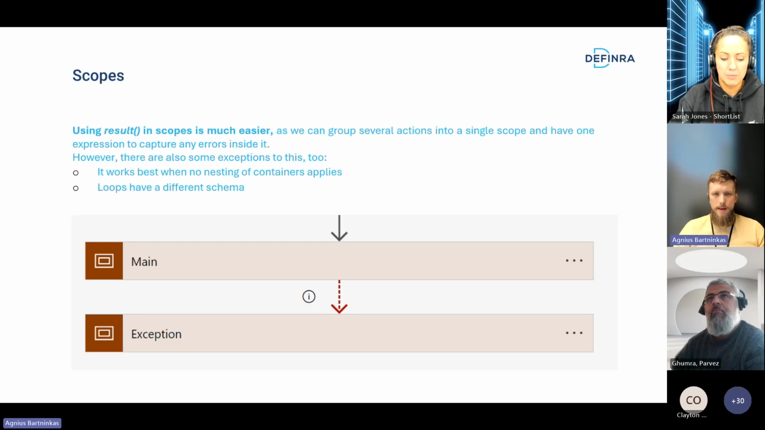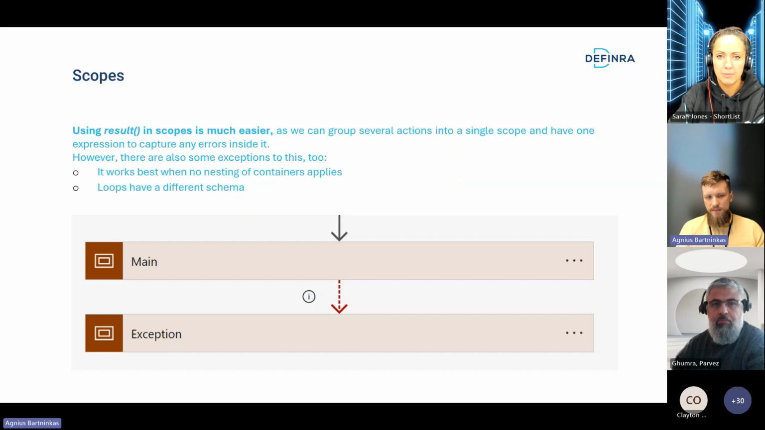Right. Now, as mentioned, using scopes is obviously the recommended approach. This should be obvious by now, but there are also a couple of things to note about it, which make it even less fun. First of all, it only works properly when there is no nesting of containers in your scopes. As mentioned, containers are conditions and loops as well. So if you want to have a condition within your scope, you will need a different schema, because a condition is a container itself, and so you'll need to modify the schema.